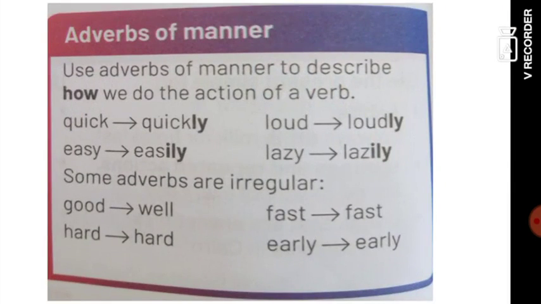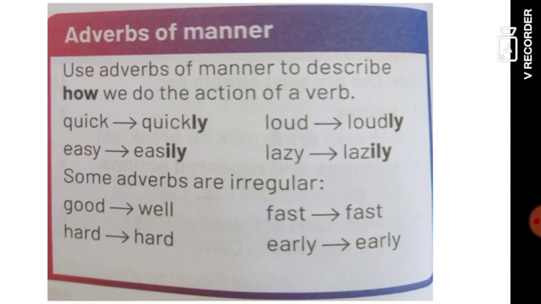Here we have adverbs of manner. As we know, adverbs describe the verb. We use adverbs of manner to describe how we do the action of a verb, for example, quick, quickly; easy, easily; loud, loudly; lazy, lazily. We put ly at the end. Some adverbs are irregular.